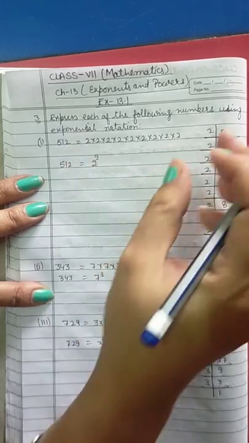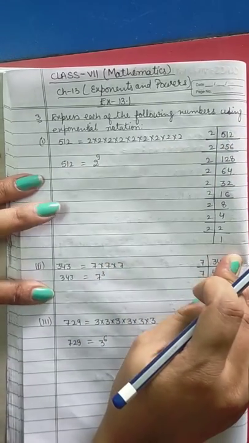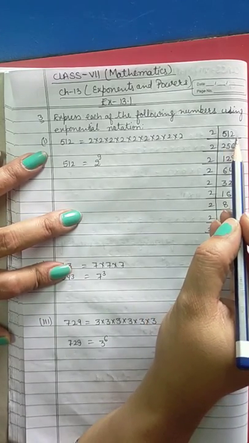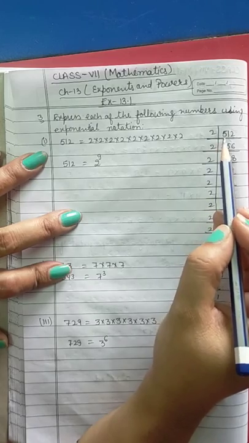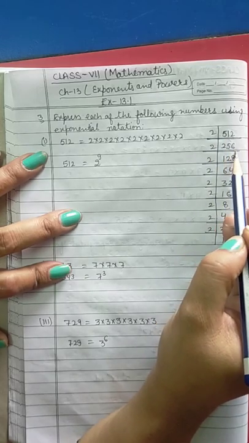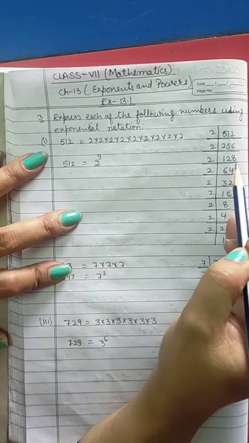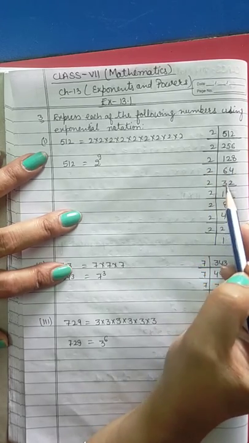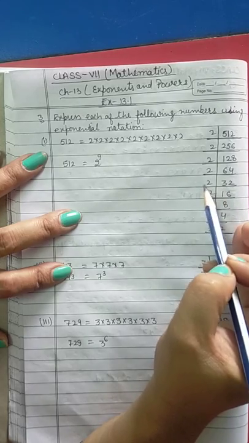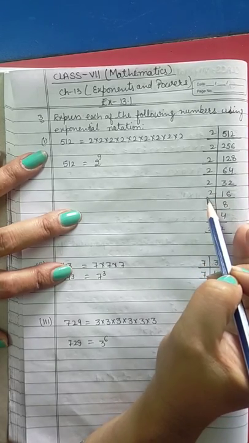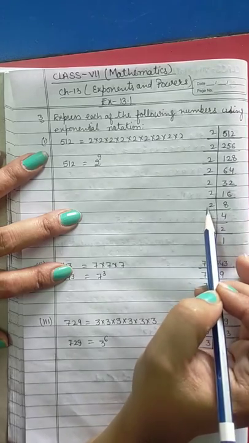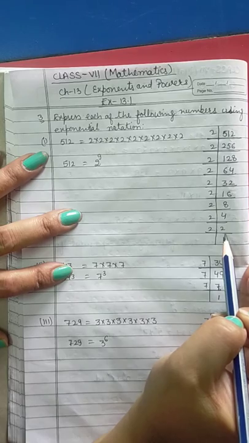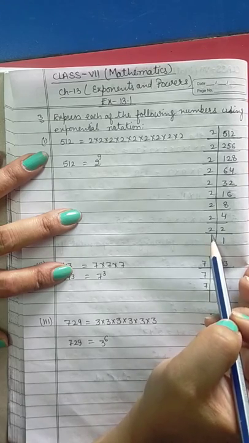First of all, you can use this LCM method. See here, I have used the LCM method. I have divided 512 by the prime number 2 first. On dividing 512 by 2 we got 256, then again divide by 2 we get 128, then again divide by 2 we got 64, again divide by 2 we got 32, again divide by 2 we got 16, again divide by 2 we got 8, then again divide by 2 we got 4, again divide by 2 we got 2. At the end, 2 can be divided by 2 itself, so the answer is 1.